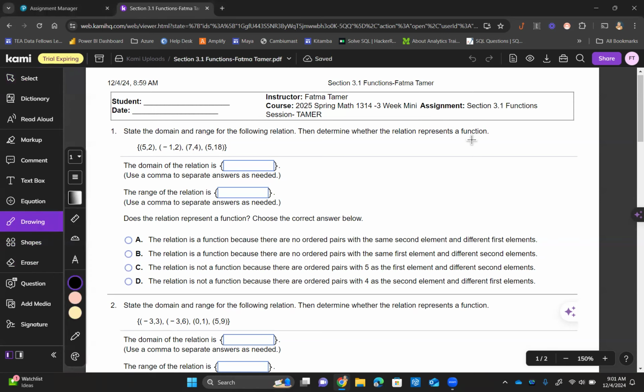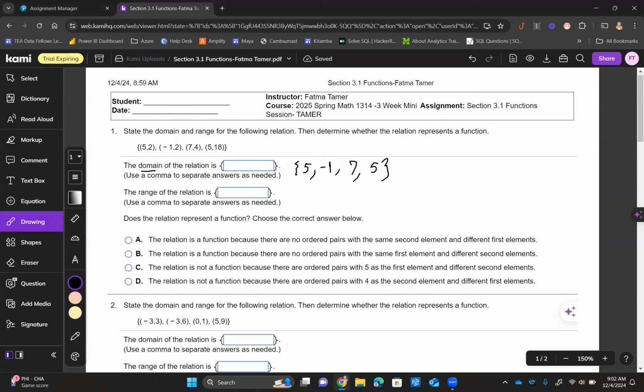So in math, domain means the set of x values. So for domain, we're going to look at the x values for each ordered pair. The domain from the first ordered pair comes as 5. From the next ordered pair, -1 is in the domain, 7 is in the domain, and 5 is in the domain. Again, domain means set of x values.